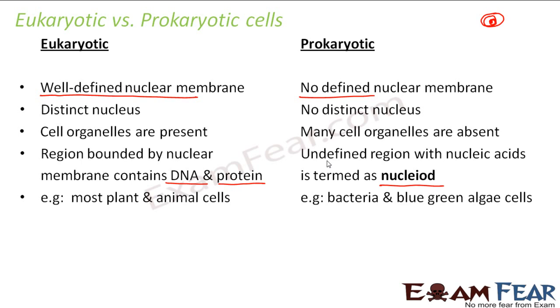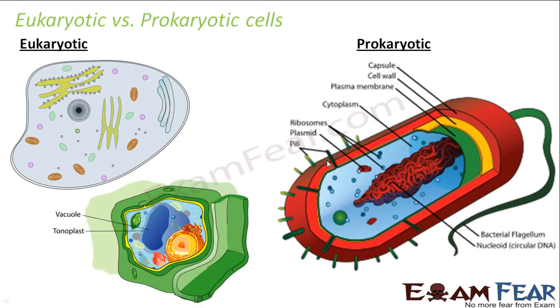Similarly, there is no distinct nucleus. There is no nuclear membrane. So you just have some region which will have some nucleic acids, and that region is known as nucleoid. Right? So this is how we differentiate between eukaryotic and prokaryotic cells. So let us have a quick look at the eukaryotic and prokaryotic cells.